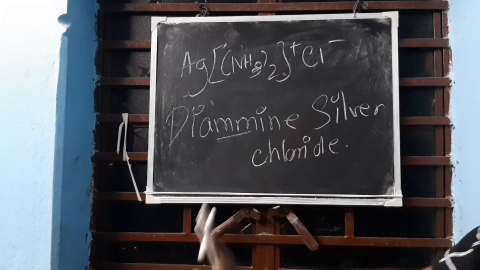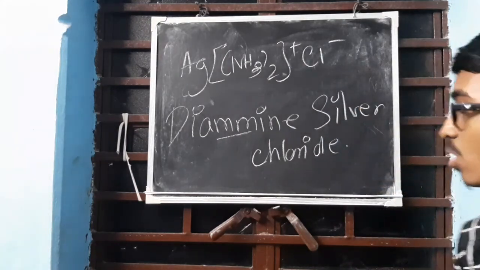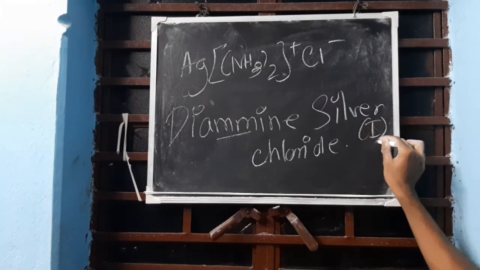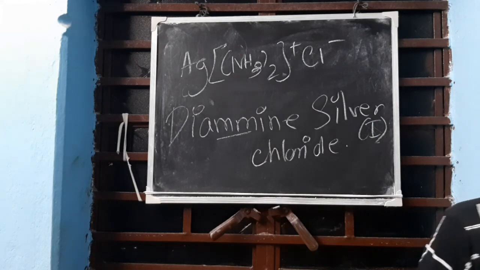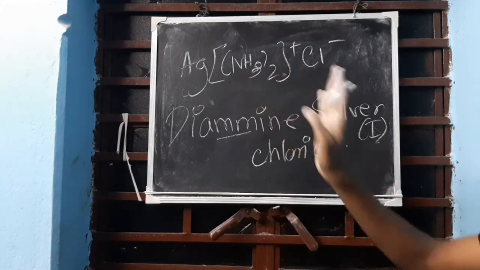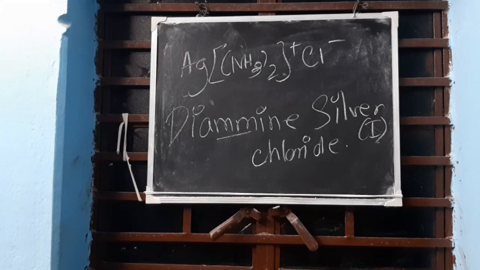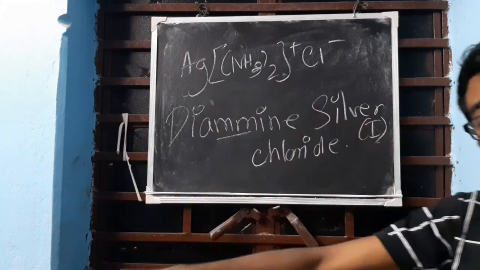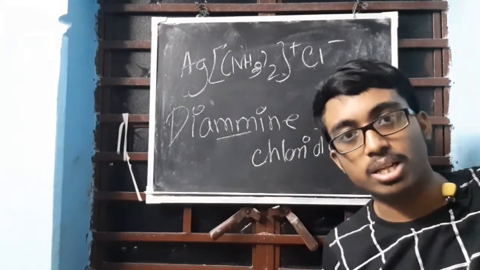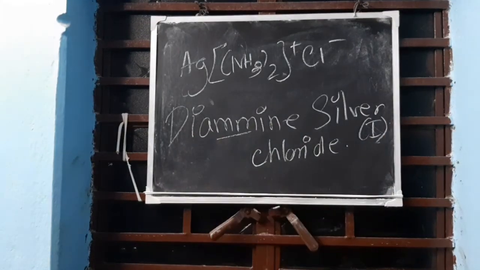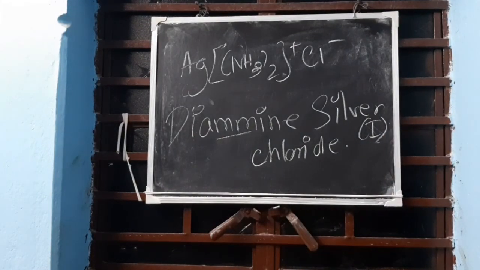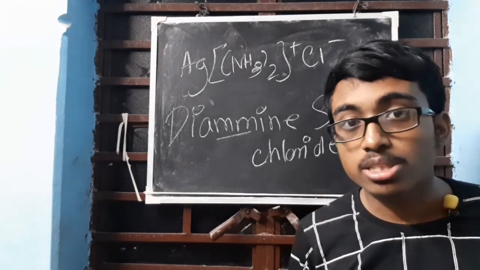Silver 1 chloride. Clear? Diamine silver 1 chloride. See the name given to this. Bro, it will not come in an exam. Okay. Water is also there as a product. Now this substance, when added to HNO3, will again give you AgCl. Clear? This substance added to HNO3 will give you AgCl back. That AgCl, if you expose it to sunlight, will decompose into Ag and Cl2. Clear? Because it is sensitive to light.